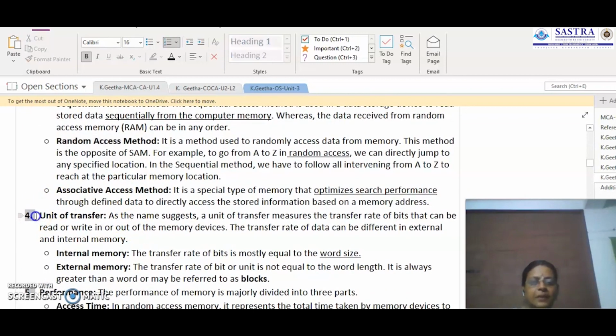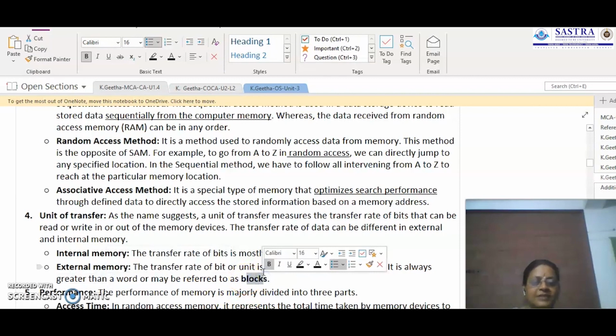The next important parameter is the unit of transfer. How is the data transferred across different levels of memory, or what is the unit of transfer we are going to refer to? In internal memory, any data transferred across the different levels is identified in terms of word size, whereas in external memory it is identified in terms of blocks.